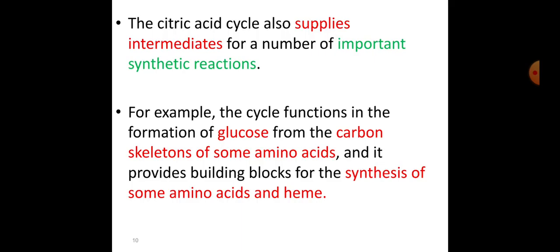So the citric acid cycle supplies intermediates for a number of important synthetic reactions. For example, the cycle functions in the formation of glucose from the carbon skeleton of some amino acids. We call them glycogenic amino acids. It is also a building block for some amino acids and for hemoglobin, the heme part, which is found in red blood cells.